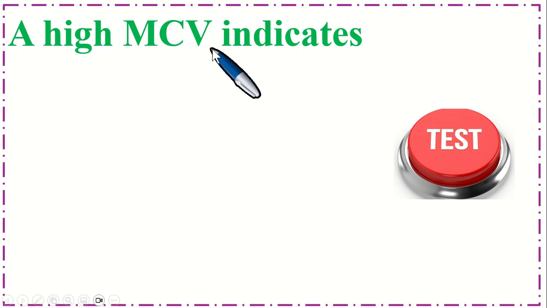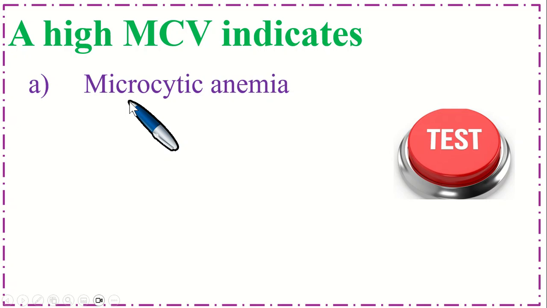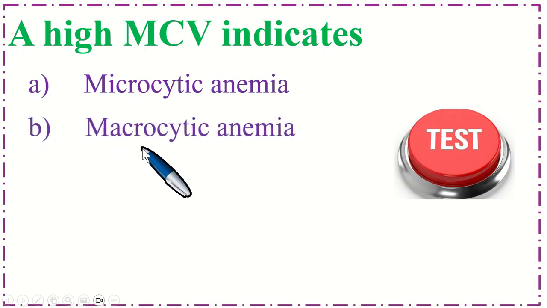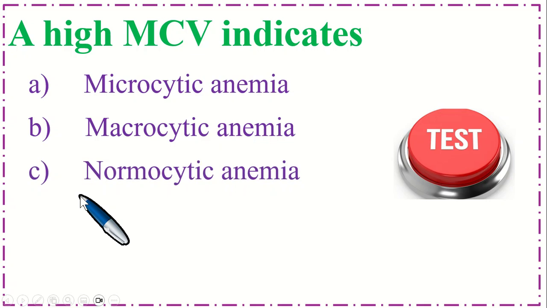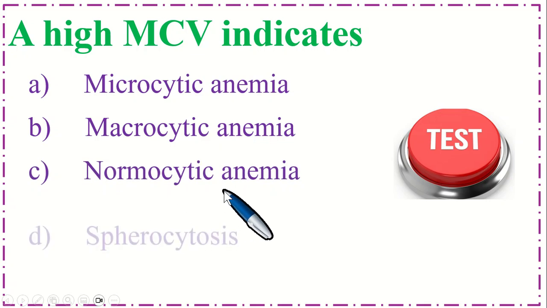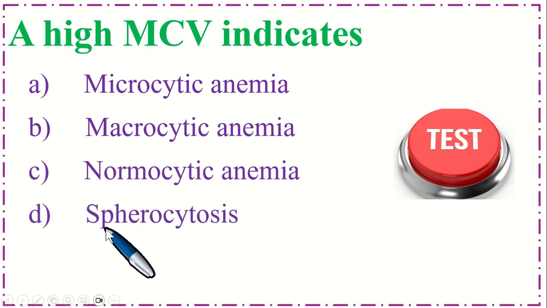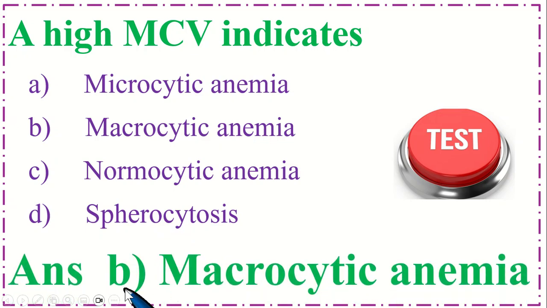A high MCV, mean corpuscular volume, indicates option A microcytic anemia, option B macrocytic anemia, option C normocytic anemia, and option D spherocytosis. So the correct option is B macrocytic anemia.